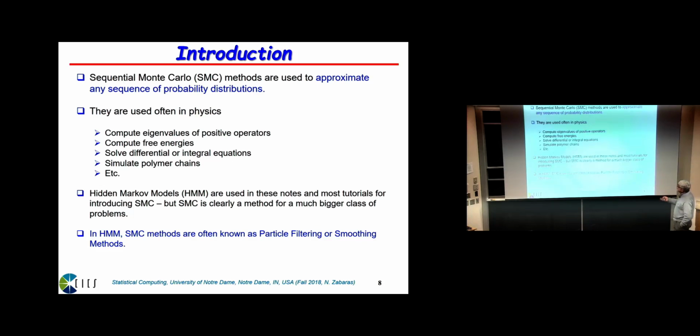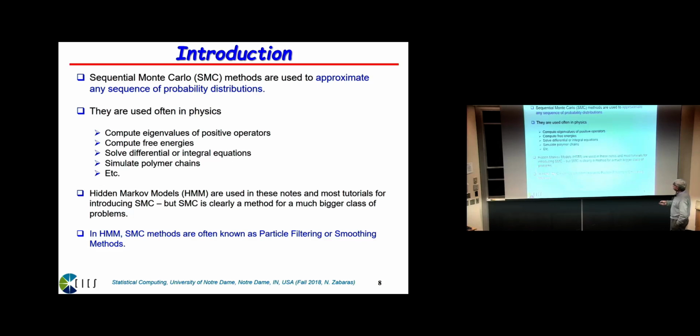You know, sampling high dimensions, computing eigenvalues of operators, computing free energies, solving differential and integral equations, and doing lots of things in physics and chemistry, like sampling polymer chains. I don't know if you will get that homework problem this year, but students in chemical engineering, where they want to compute unsampled properties of macromolecules, basically use sequential Monte Carlo to sample.